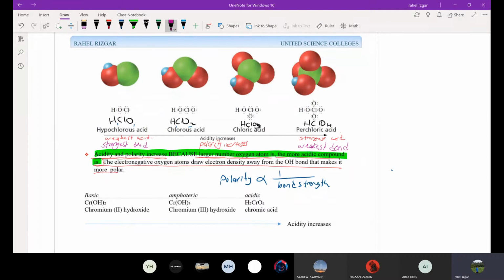Yesterday this question was asked between these 4. It said which one has the strongest bond.